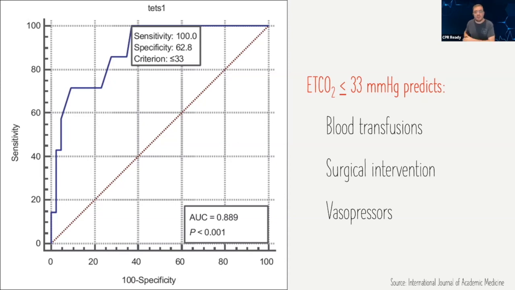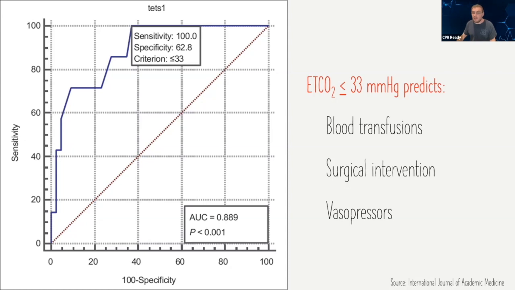And so if you start to see a trending downward in their capnography of a trauma patient, that's like as if you were monitoring their blood pressure constantly. If you see that downward trend, you know that they're decompensating, and you can start to take actions for that or notify your receiving facility.